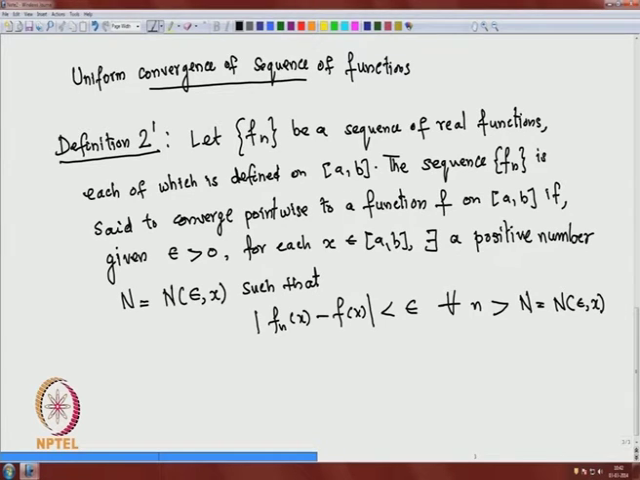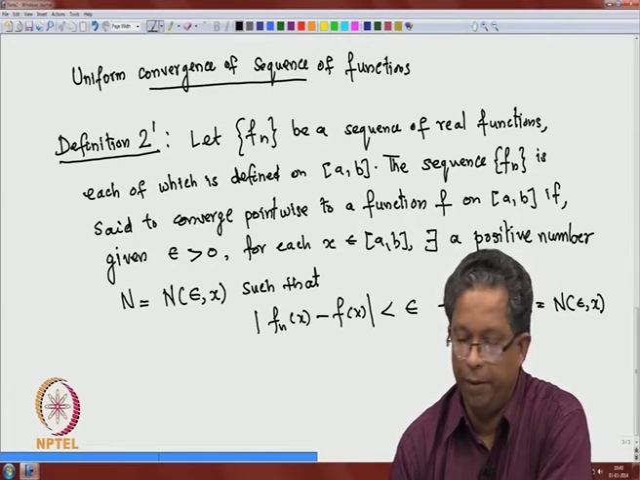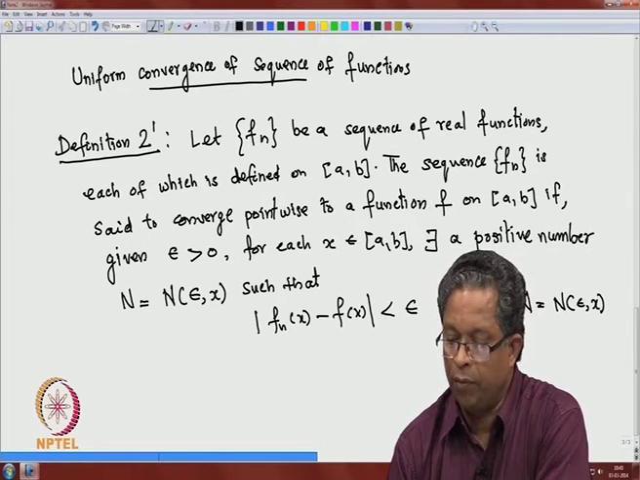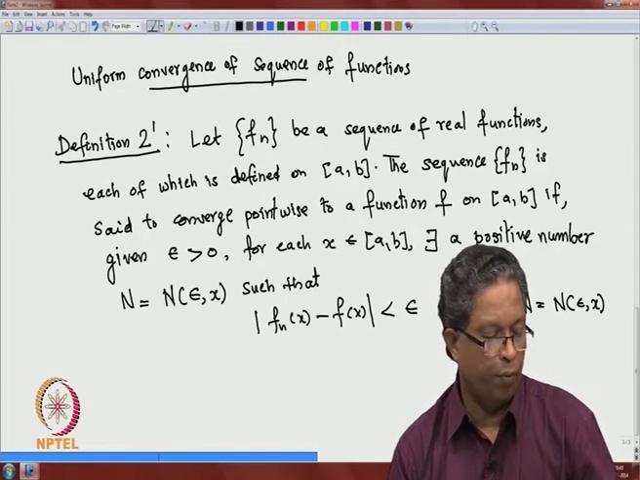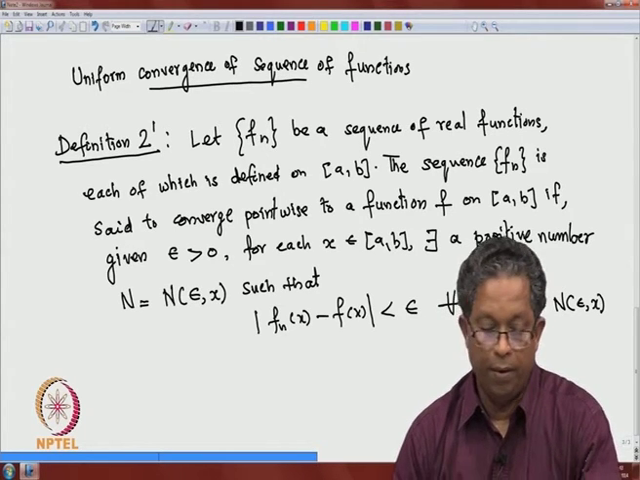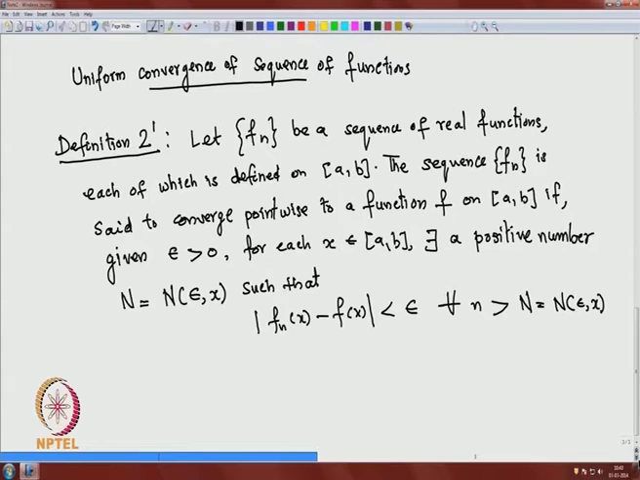And if we can find a single N which is available for all x in the interval AB, then we say that the convergence is uniform convergence. So uniform convergence is a case where for a given epsilon greater than 0, there exists a positive number N that will work for all x in the interval AB, then the pointwise convergence turns out to be uniform convergence. So we will write this as a definition.